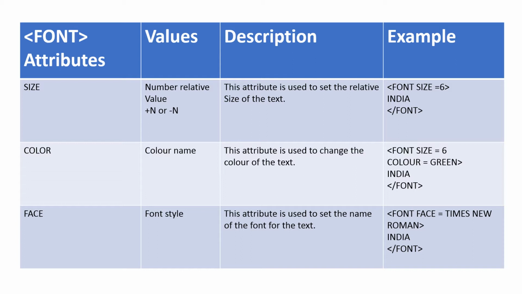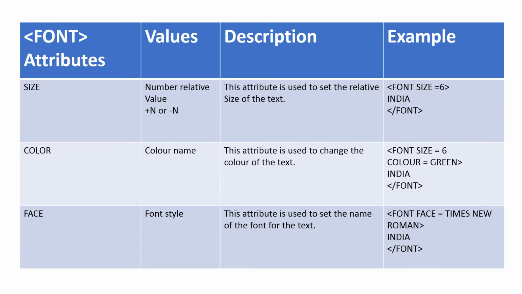Example, you can see it on the screen that font size is equal to 6. That was the opening tag. Then you have to write the text and then you have to close the font tag. This attribute is used to set the relative size of the text. Then next is color. Color values, you can put color name. This attribute is used to change the color of the text. You just have to mention the color name. Color is equal to so on that name. For example, color is equal to green inside the font tag. You have to mention this attribute and your text will appear in that color.